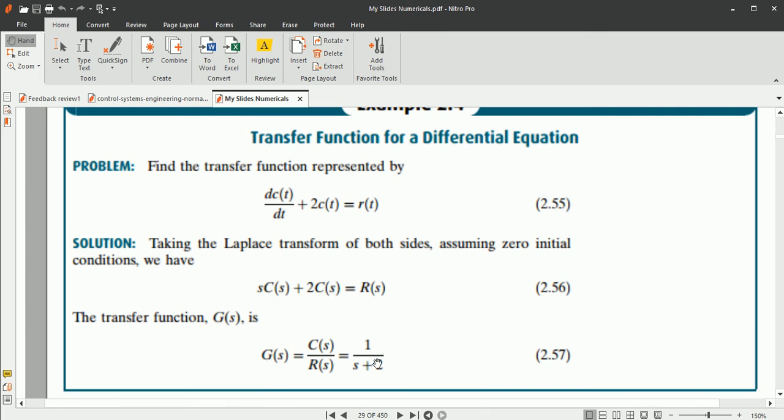Okay. So this is the transfer function. The question was, find the transfer function represented by the differential equation. So this is the transfer function: G of s is equal to C of s over R of s, which is 1 over s plus 2.